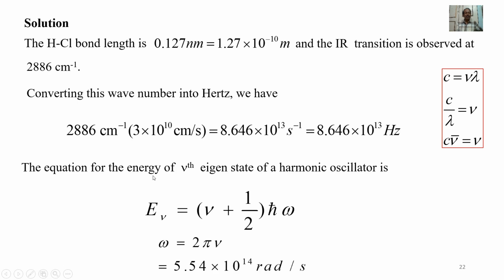The equation for the nu eigenstate of the harmonic oscillator is given as E nu, which is equal to nu plus 1 by 2 h bar omega, where nu is the vibrational quantum number. And we know that omega equals 2 pi nu, which is given as 5.54 into 10 power 14 radians per second. Of course, nu is given. We have already calculated nu, 8.646 in 10 power 13, multiplied by 2 pi will give us 5.54 in 10 power 14 radians per second.